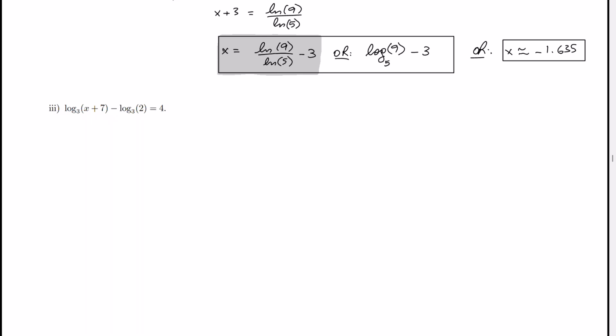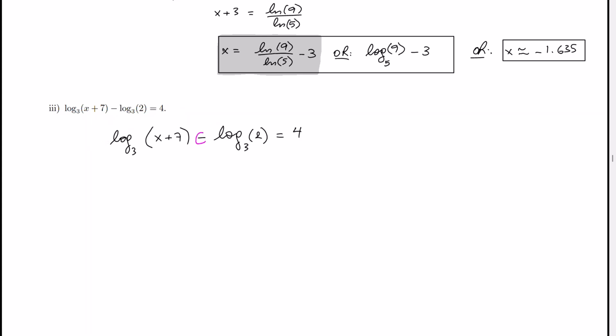So the idea for these problems is to combine the logs on the left side into one single logarithm. And to do that, I need to pay attention to the plus or minus in the middle. So first, let me start by writing down the problem, log base 3 of x plus 7 minus log base 3 of 2. This is all equal to 4. First of all, I want to make sure that there's a 1 in front of each log. If it's not a 1, then I will take the number and put it in the exponent. That's the first step. Now, in my case, they're both 1s.